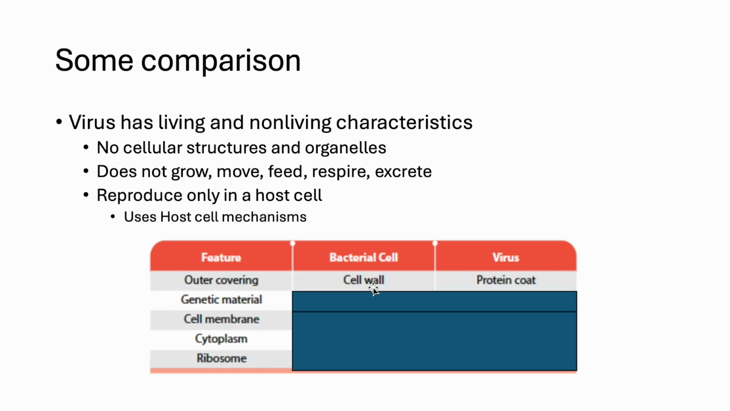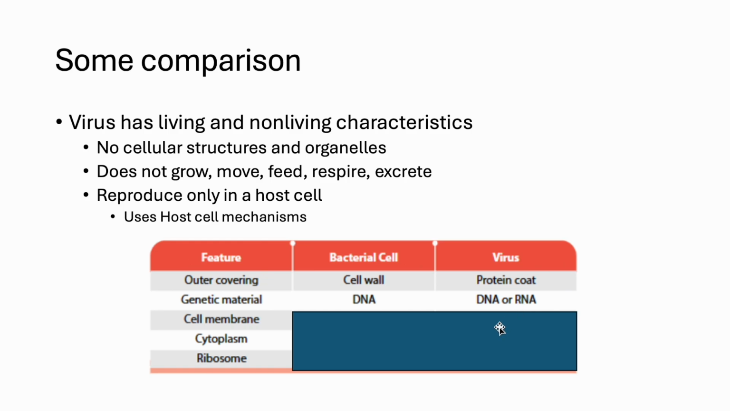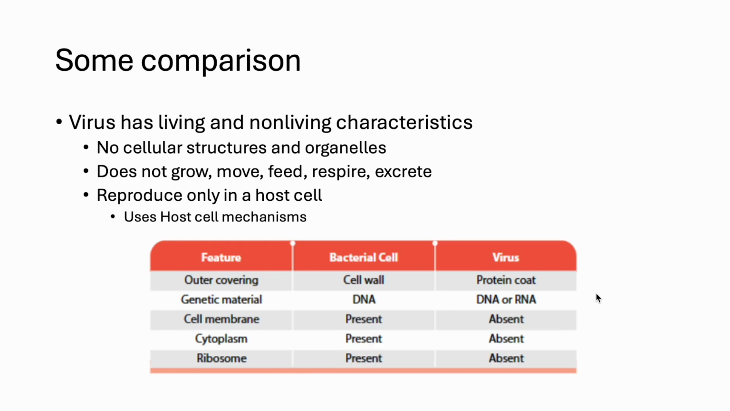So outer covering, protein coat, and cell wall for bacteria, DNA for bacteria only, and viruses can have DNA or RNA. So they're really complicated. They can even be single strand or double strand, but yeah, that's out of the syllabus. So just to remember, they look like that and have a large variety of different kinds of variation. And lastly, these three attributes are things that viruses do not have.